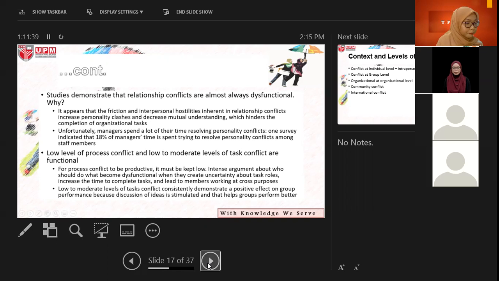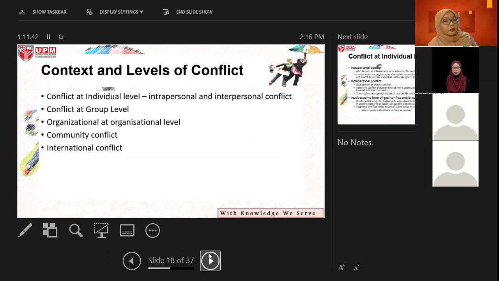Okay. So this one, what I said earlier, context and level of conflict, there are a few levels. Conflict at the individual level can be divided into two types, intrapersonal and interpersonal. Intrapersonal is between ourselves, what is happening within us. Sometimes within ourselves we have two different thoughts, two different ideas. Should or shouldn't we do this? Should or shouldn't we perform this? Ada tak?